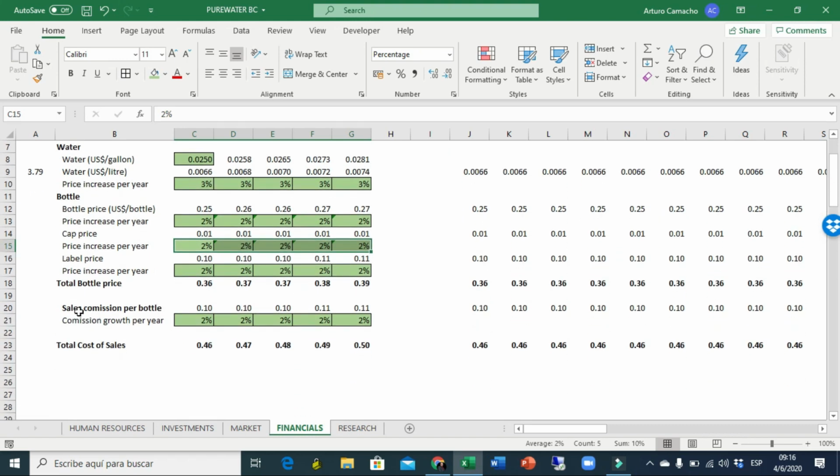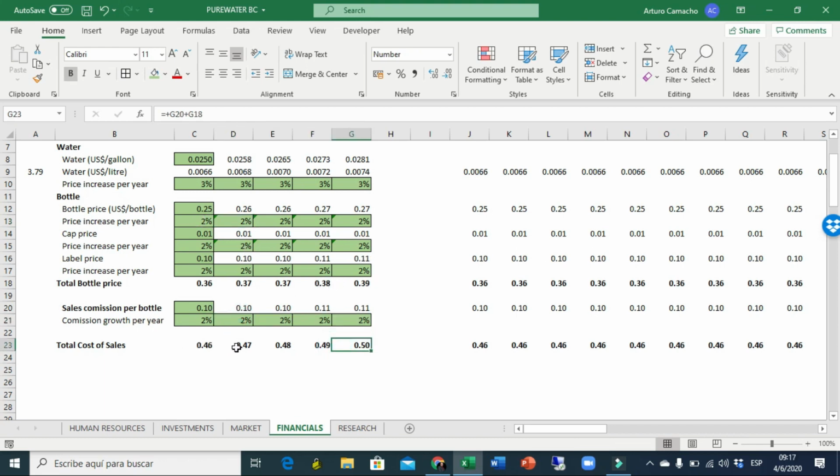Also the sales commission, I made it up too. I think perhaps 10 cents per bottle could be a good commission for the salespeople. So this is of course all adjustable. Let me put this in green, as all these must be input by the user. The other years are just growth, depending on the growth of the price or the commission in this case.